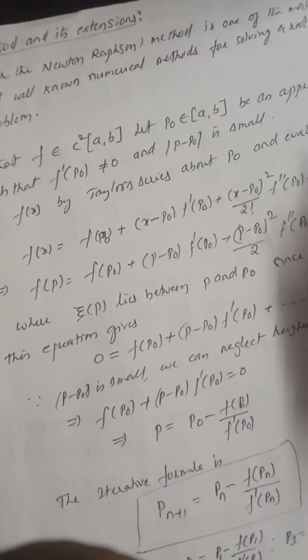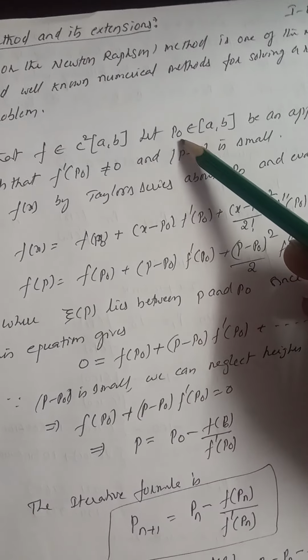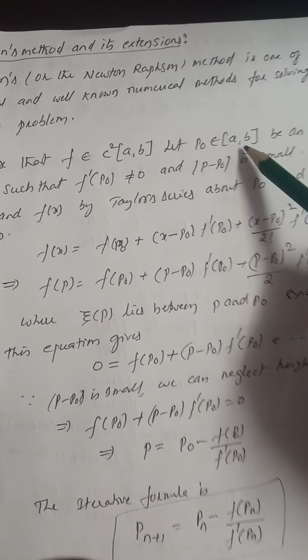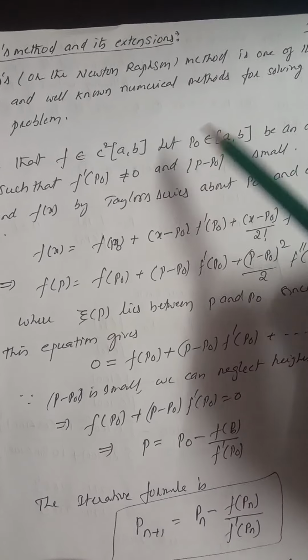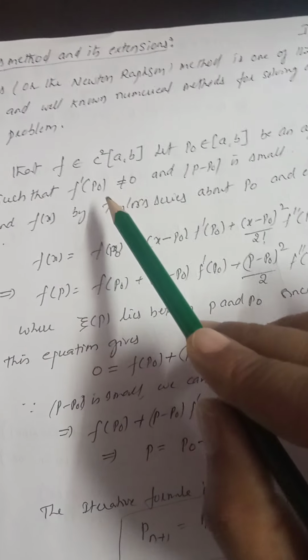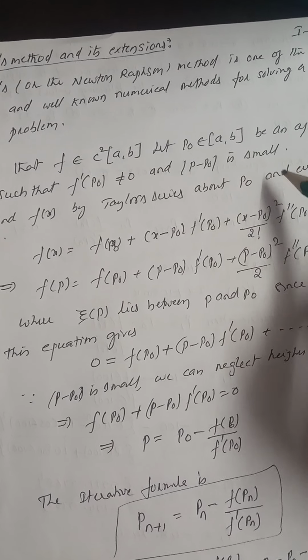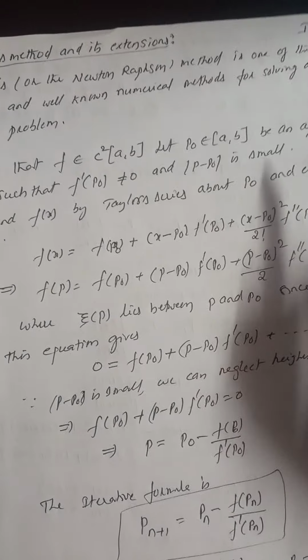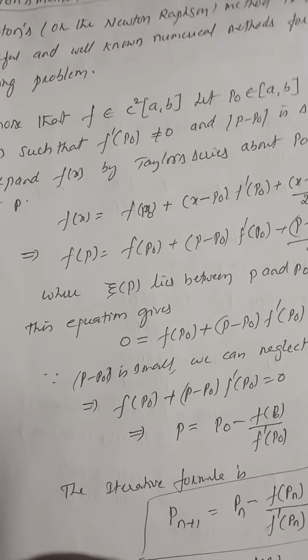See, what is the theorem? Now suppose that a function is continuous on a closed interval [a, b], and there is an initial approximate root p naught belonging to the closed interval [a, b], an approximation to p. That means this is the initial approximate root such that f dash of p naught is not equal to 0 and p minus p naught is very small. Now we are going to expand this f of x by Taylor's series. What is f of x? f of x is the given function or given polynomial. We are expanding that polynomial by Taylor's series.